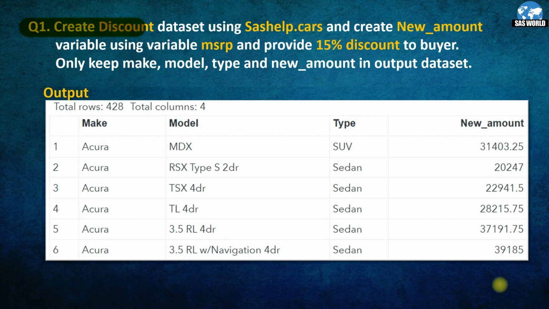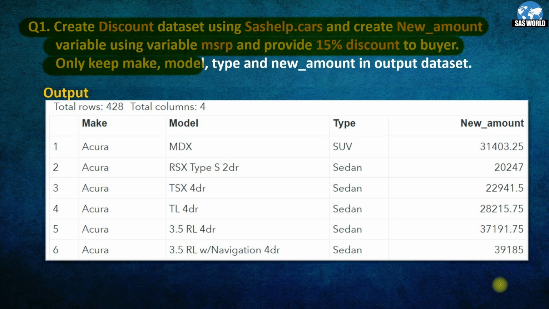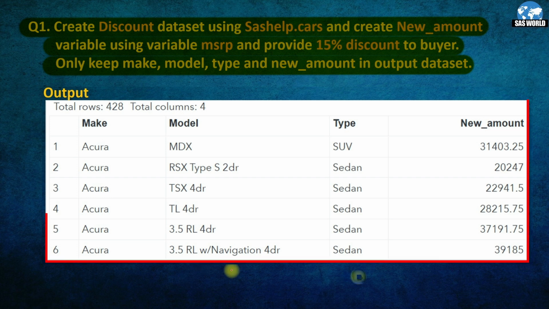Create discount dataset using SASHELP.CARS and create new amount variable using variable MSRP and provide 15% discount to buyer. Only keep make, model, type and new amount in output dataset. This is the question and the output should look like this.